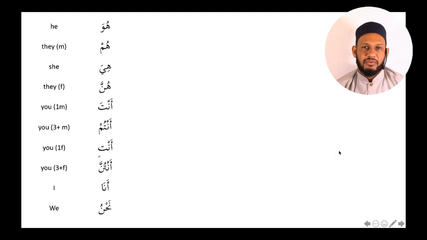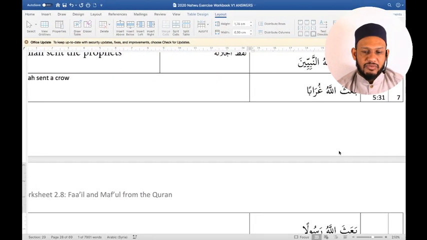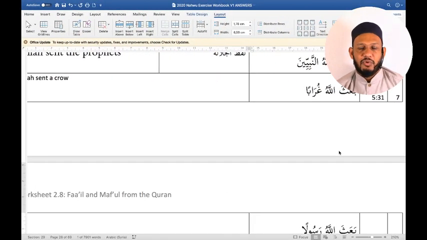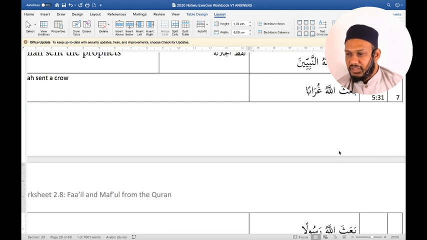One more time from the text. Huwa, hum. Hiya, hunna. Anta, antum. Anti, antunna. Ana, nahnu. Try it once from your memory if you can, inshallah. Huwa, hum. Hiya, hunna. Anta, antum. Anti, antunna. Ana, nahnu.